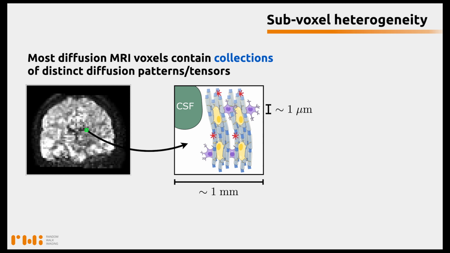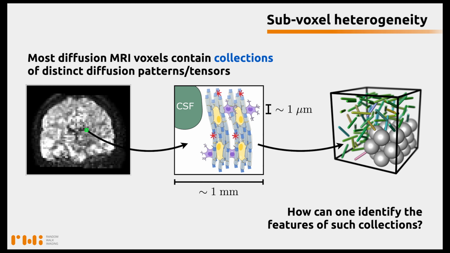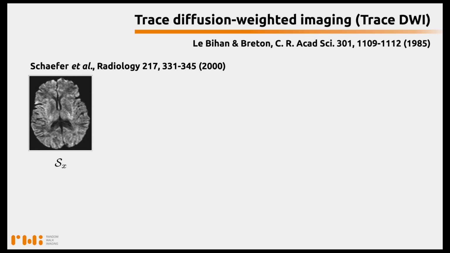And you see that the size of the voxel is pretty much millimetric, while the size of cells is pretty much micrometric. So you can expect to have a large variety of cells. And then, if you want to describe these using diffusion patterns or diffusion tensors, you will need a collection of them for any given voxel. The problem then becomes, how can you identify the features of such collections? One way to do it is to use trace diffusion weighted imaging, or trace DWI. In this case, for example, you can acquire an image with a magnetic gradient aligned with this X direction, which is usually the left-right direction, like here.